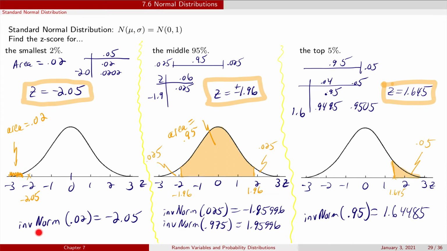Your calculator, again, in distribution has what's called an inverse norm command, and the only thing you need to type in is the area that you're looking for. So if I type in inverse norm with an area of 0.02, I get a z-score of negative 2.05, which agrees with the table.